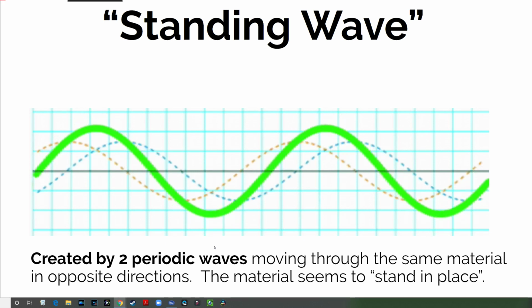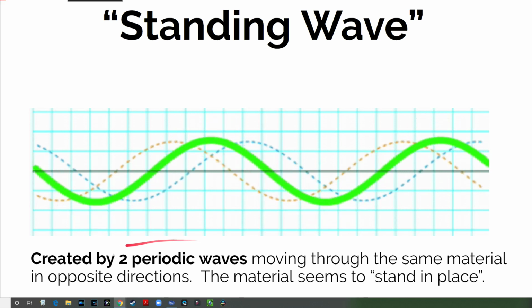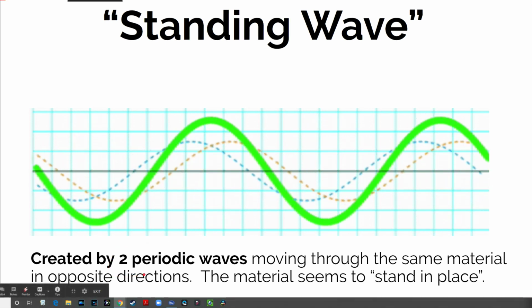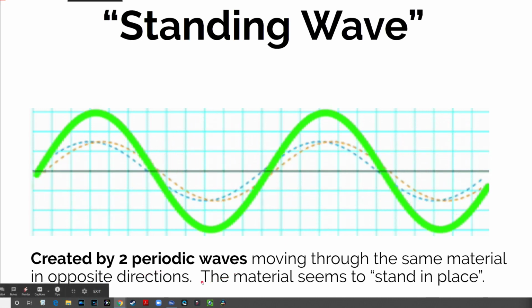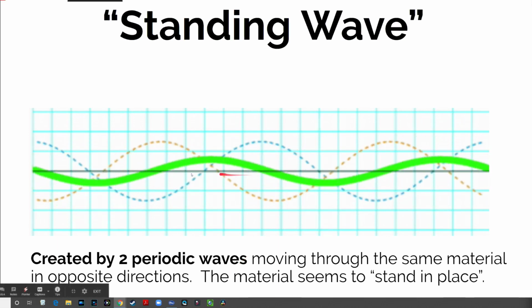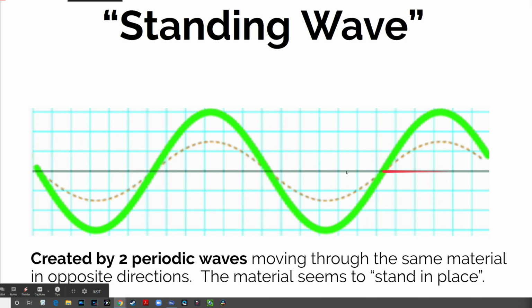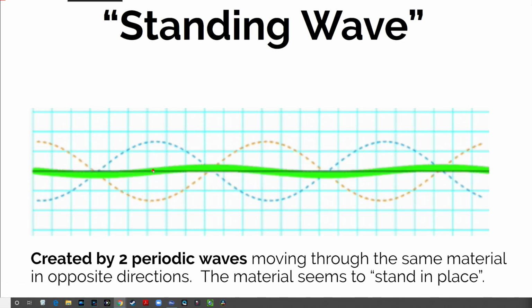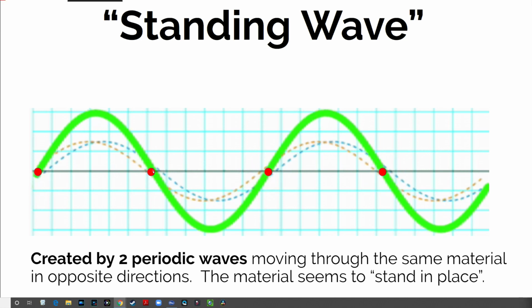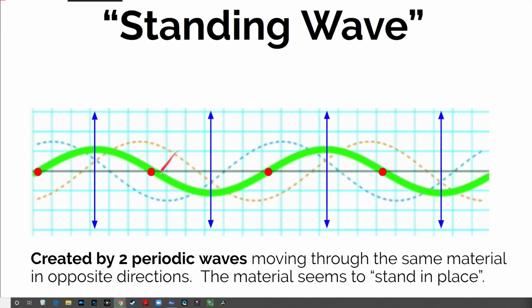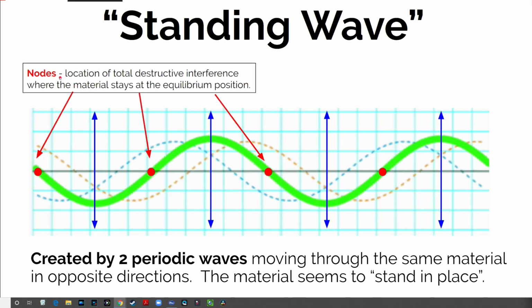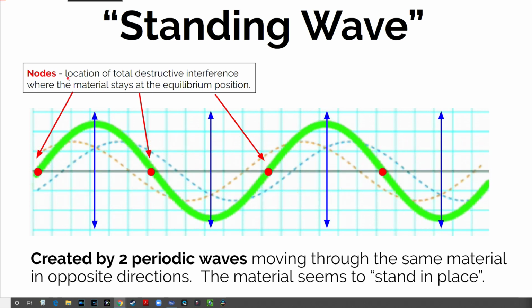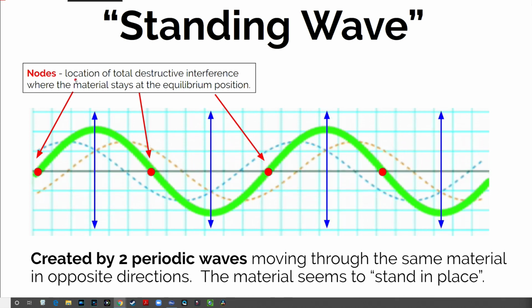So this is the big new idea with this video: a standing wave, or standing waves. Standing waves are created when two periodic waves move through the same material in opposite directions. And what gets created is the material seems to stand in place. Nothing seems to be moving along the line of the material. Well, we already identified a couple spots that aren't moving from equilibrium. We call those locations nodes. So where the red dots are is what we call nodes, and those are locations of total destructive interference where the material stays at the equilibrium position.